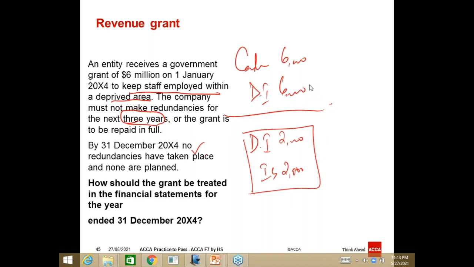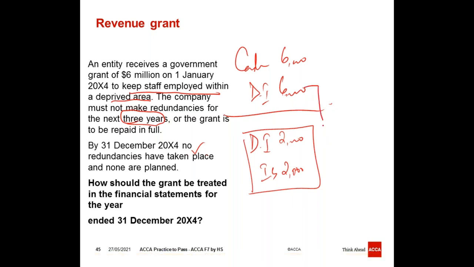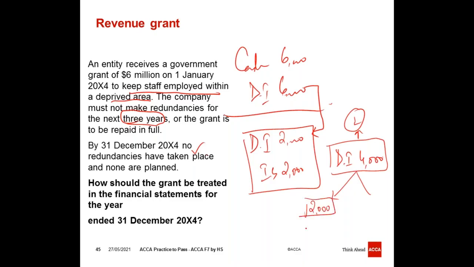Now, out of this 6,000 deferred income, you have transferred 2,000 into the income statement. So the remaining deferred income value is now 4,000 in the liability. And out of this liability, 2,000 will be settled in the next year. Therefore, it could be classified as current liability, and the remaining 2,000 will be recognized as a non-current liability.